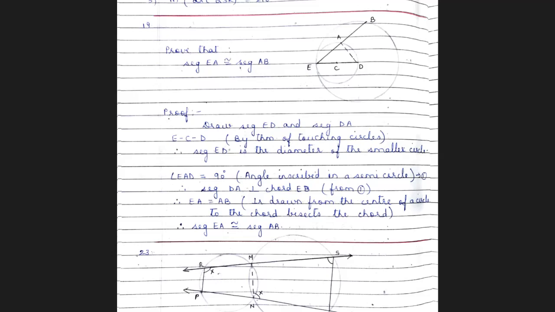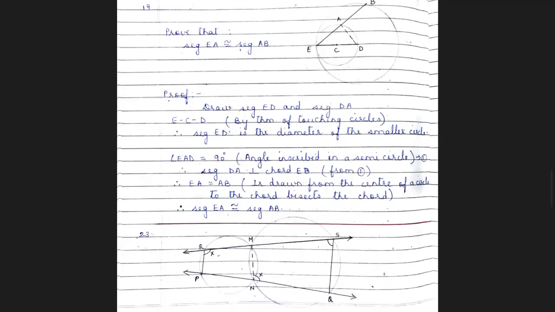Now, segment DA is perpendicular to chord EB. What is the reason? From 1. Because we know angle EAD is 90 degrees and therefore DA is perpendicular to EB. Therefore, EA is equal to AB. Reason? Perpendicular drawn from the center of a circle to the chord bisects the chord, and therefore segment EA is congruent to segment AB. Okay, so that's it.